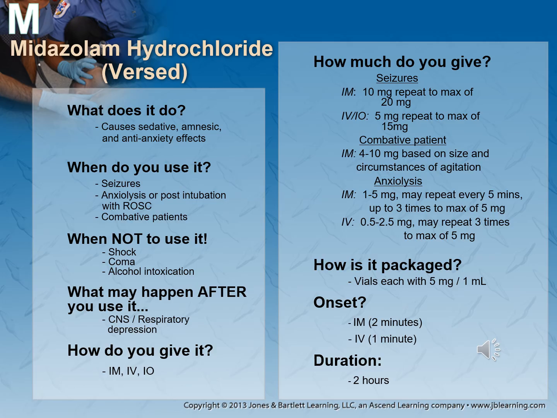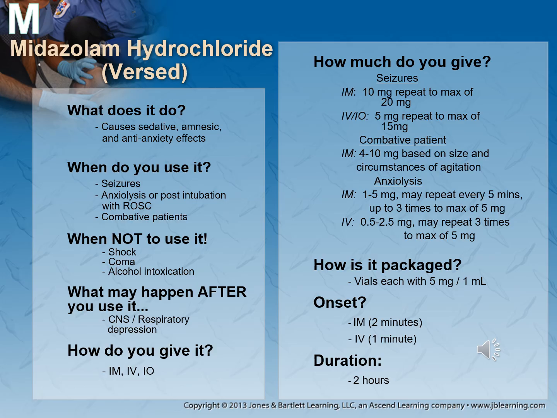How can we give it? IM, IV, IO. So it's typically given in 3 different ways or reasons. One is seizures. If you have a seizing patient and you show up on scene, don't waste time getting an IV, IO. Go ahead and give them the 10 milligrams IM if they're an adult. You can repeat one time up to a max of 20.